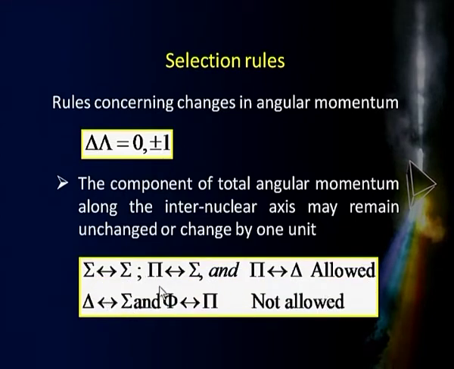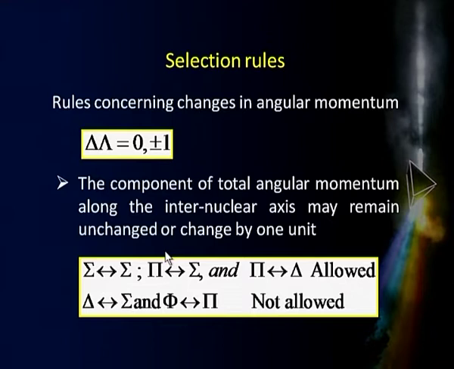and that translates into transitions of this kind only. We can have a sigma to sigma transition, or pi to sigma, and pi and delta. That means you have transitions amongst these energy levels, but transitions between delta and sigma or phi and pi are not allowed. That means they do not conform to this particular selection rule for us.